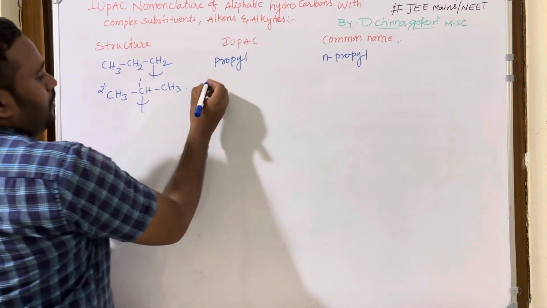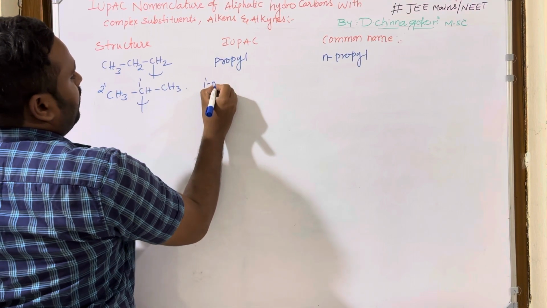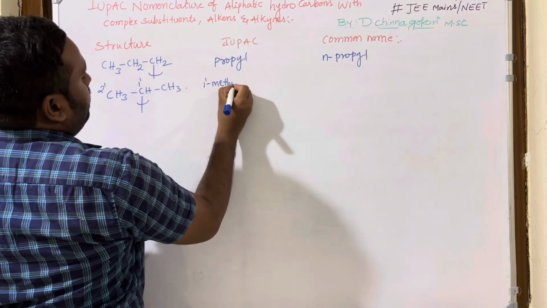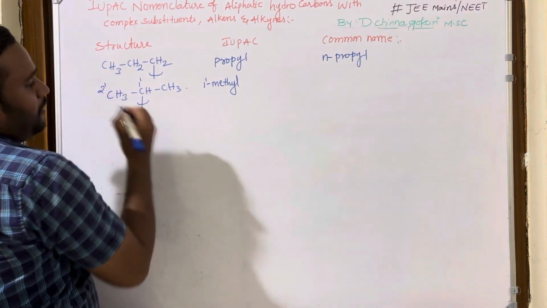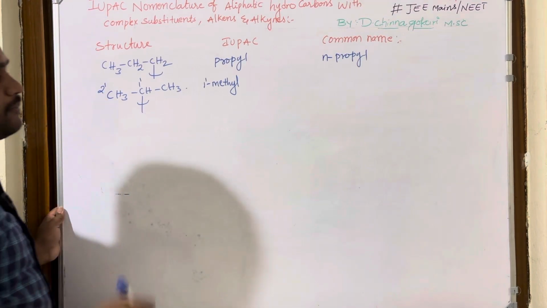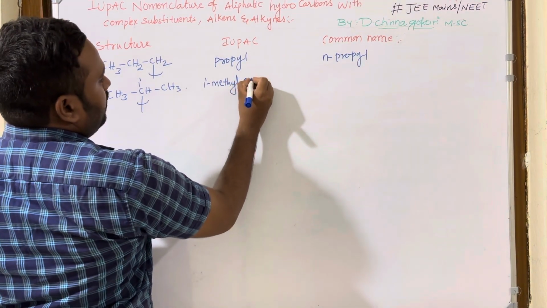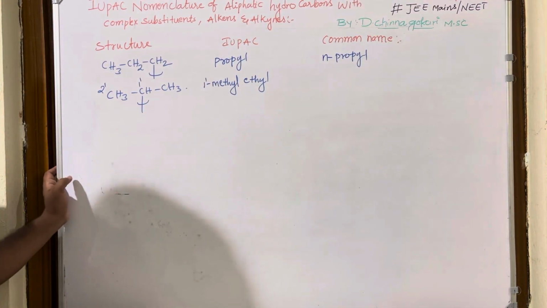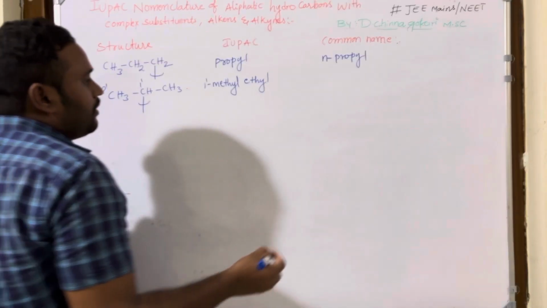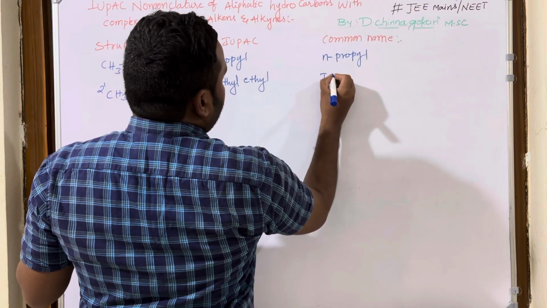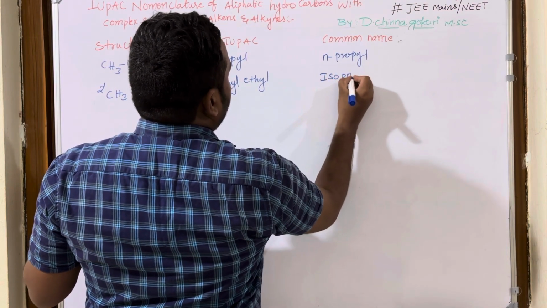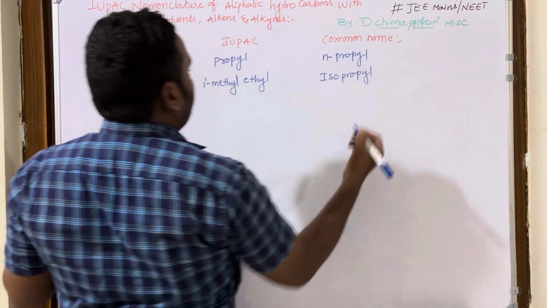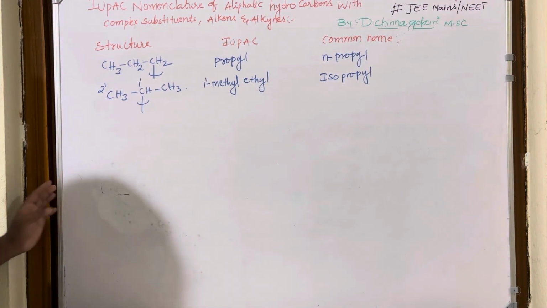1 prime methyl, and here how many carbons are there? 1, 2. 2 carbons are there, that is ethyl. This is the name of this complex substituent. And what is the common name here? Common name, it is called isopropyl. Okay.